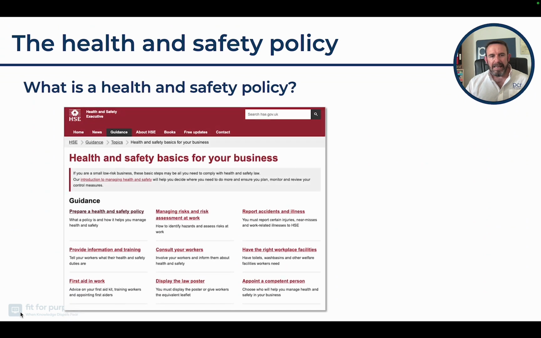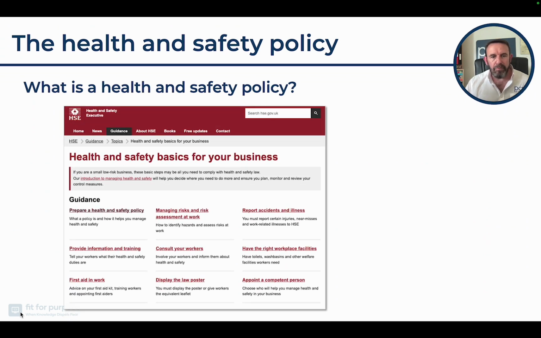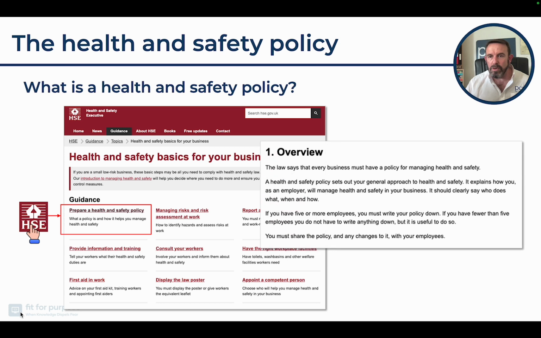So what exactly is a health and safety policy? Well, if we look on the HSE website, it will tell us how to prepare a health and safety policy and how that fits into our organisation. When we look a little bit closer, which we will do in a minute, it'll give us an overview, and that is the law. So it reminds us that the law says that every business must have a policy.